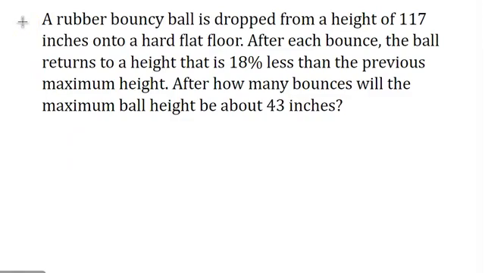A rubber bouncy ball is dropped from a height of 117 inches onto a hard flat floor. After each bounce, the ball returns to a height that is 18% less than the previous maximum height. After how many bounces will the maximum ball height be about 43 inches? This will be exponential decay.